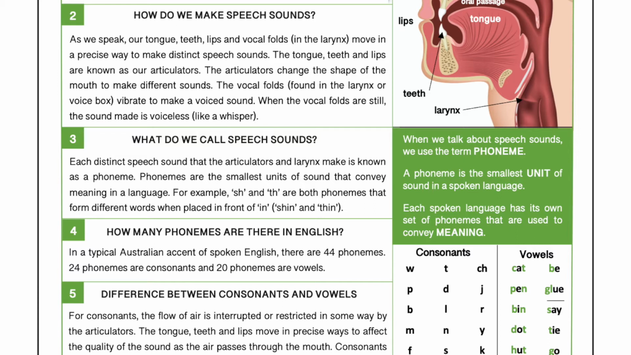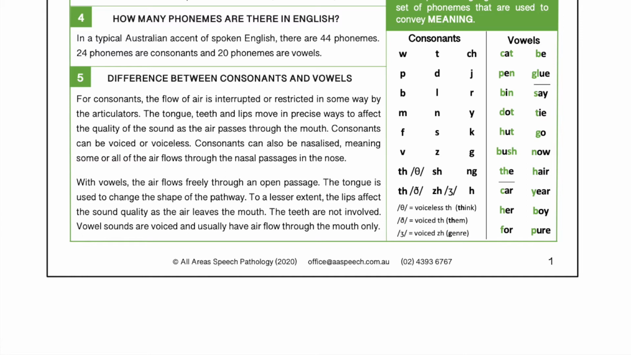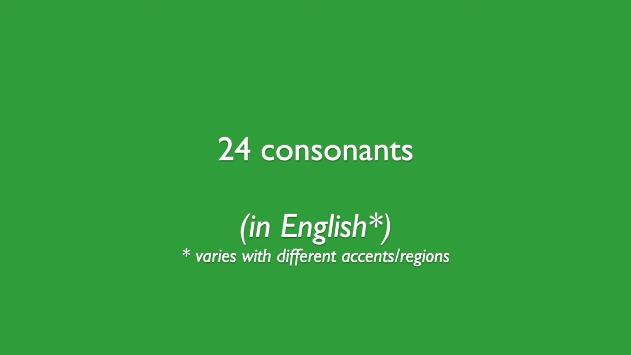And each spoken language has its own set of phonemes that are used to convey meaning. So it's interesting, you might like to go on the internet and search and see, do different languages have different numbers of phonemes? And in fact, yes, they do. What's the difference then between a phoneme that we refer to as a consonant, and we have 24 phonemes in English that are consonants, and what's the difference between that and a phoneme that is a vowel, and we have 20 phonemes that are vowels in English?